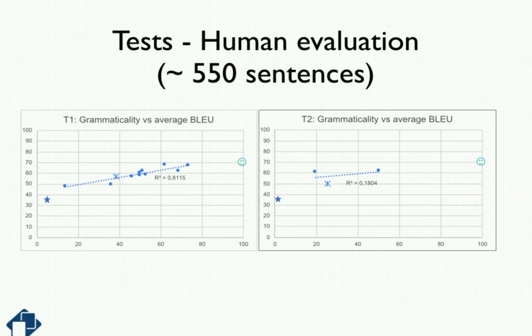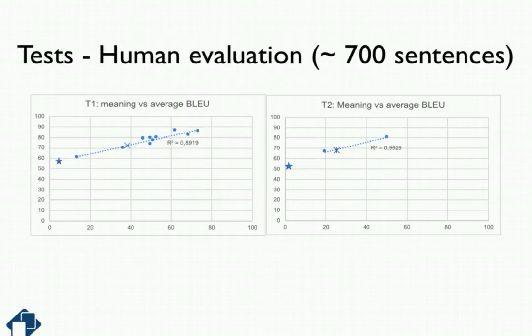And this is for T1, and for T2 for grammaticality, it's about the same pattern. And for T1, for the human evaluation on the meaning, we see that the 10-line baseline is not so bad either. So all those systems, and our system is about in the middle also.